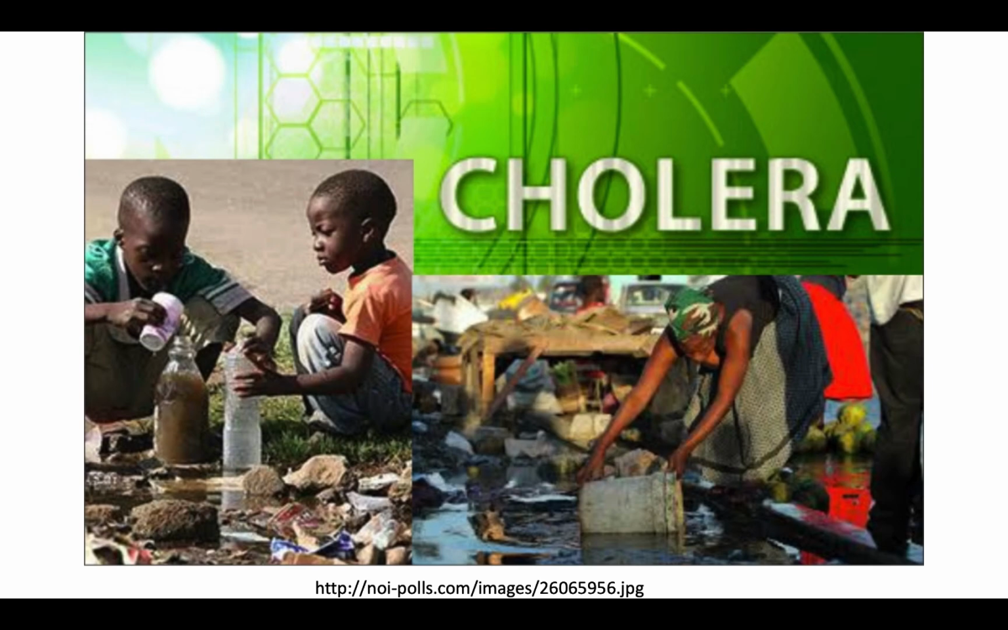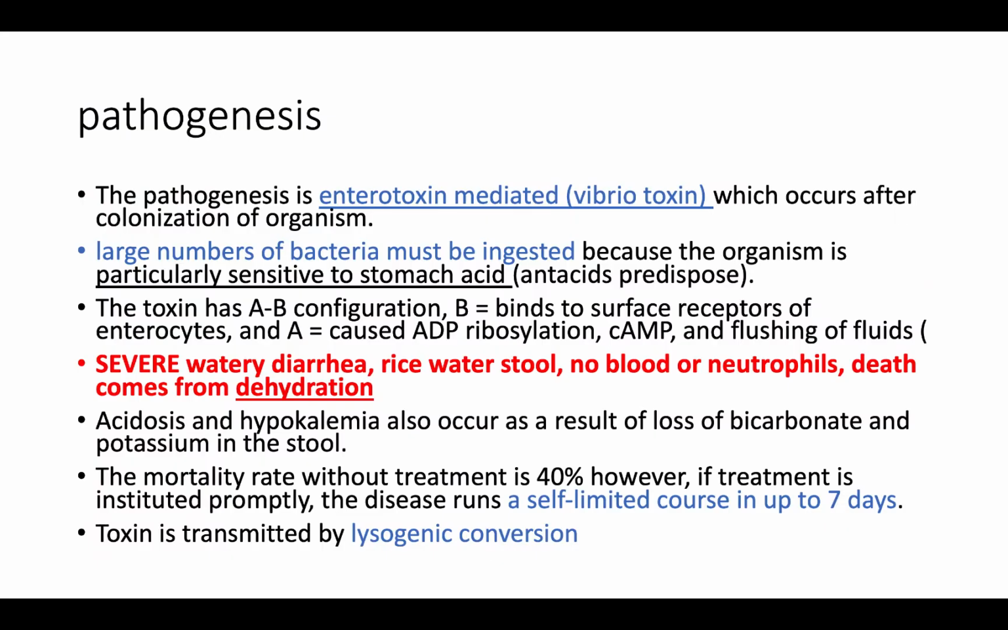Okay, so the pathogenesis is an enterotoxin-mediated vibrio toxin, very, very important. The first point. The second point: it affects the small intestine. Another very important point: large numbers of bacteria must be ingested because the organism is particularly sensitive to stomach acid. So if you are taking antacids and then drink this water, obviously that makes your infectious dose much lower.